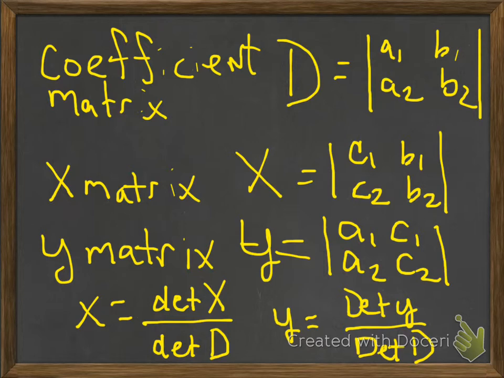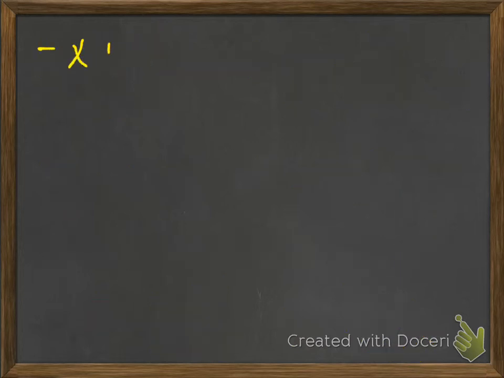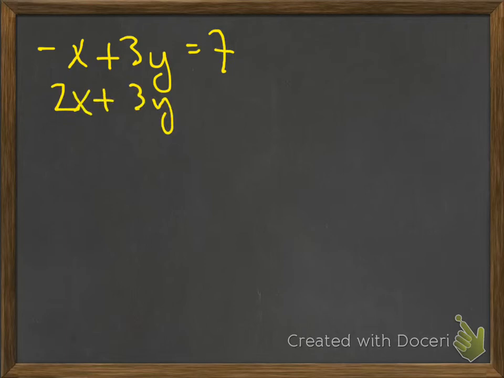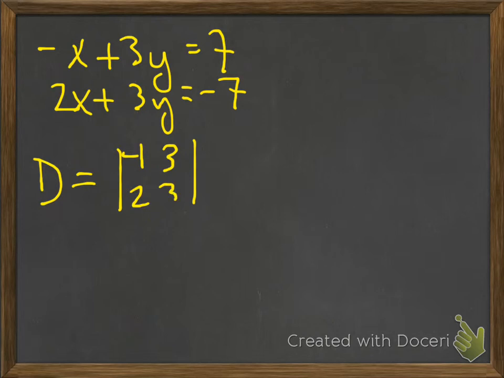So here's our first example using this set of notes. Take negative x plus 3y equals 7, and 2x plus 3y equals negative 7. Again, from this, you're going to make three matrices. Your first one, your D matrix, will have what numbers? Negative 1, 3, 2, 3. There's your D matrix.